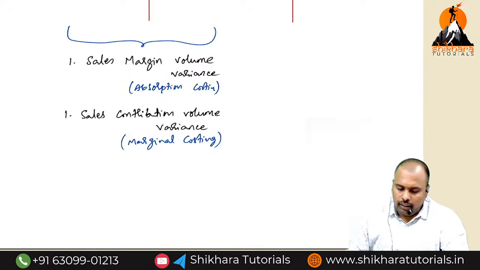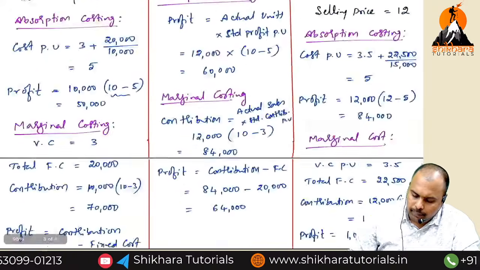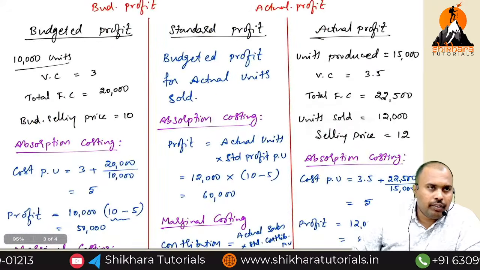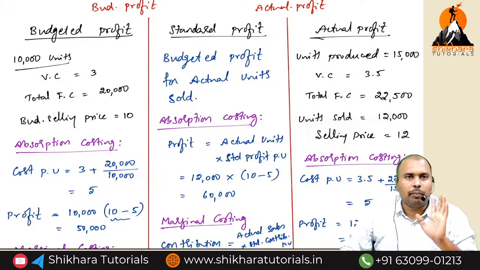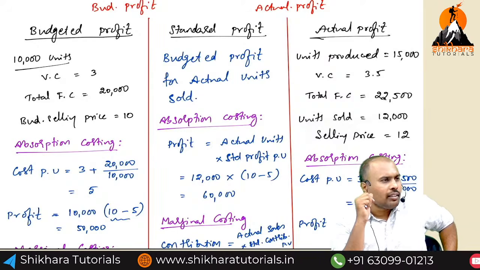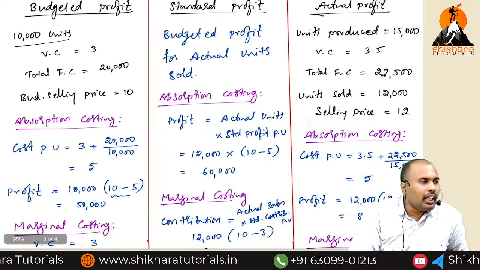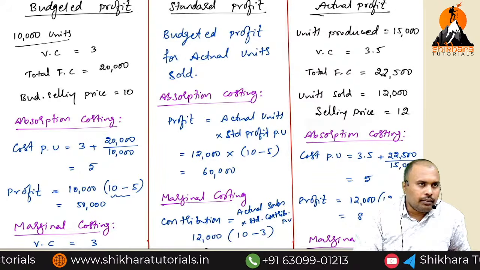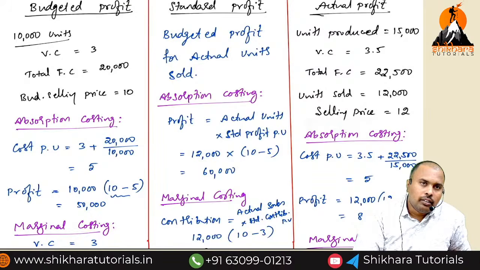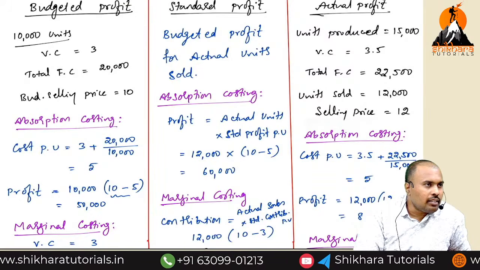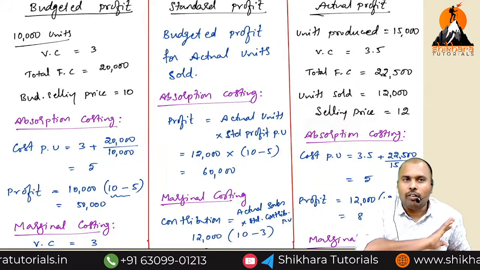Understood? Okay. Now let us see the reasons why there is a difference between standard profit and actual profit. Let us see one by one. Is sales volume a reason? No, because when I calculated standard profit, how many units did I consider? 12,000. When I took actual profit also, 12,000. In both cases I considered the same number of units, so volume is not at all the difference.